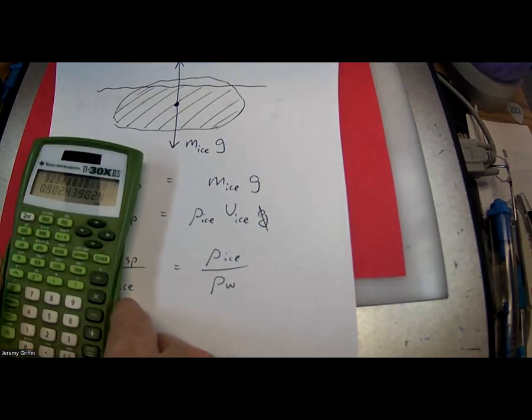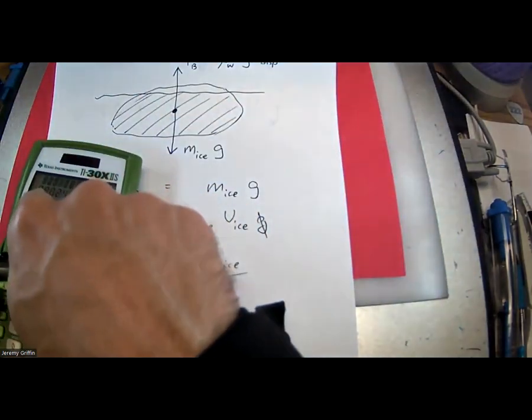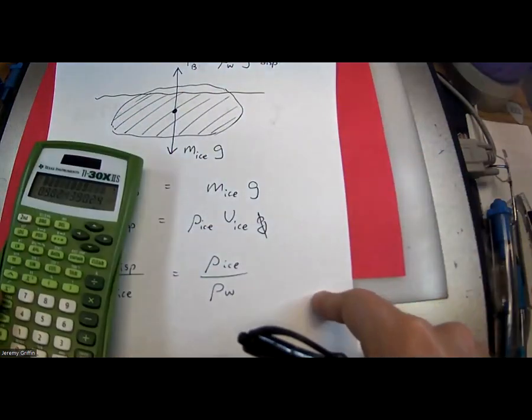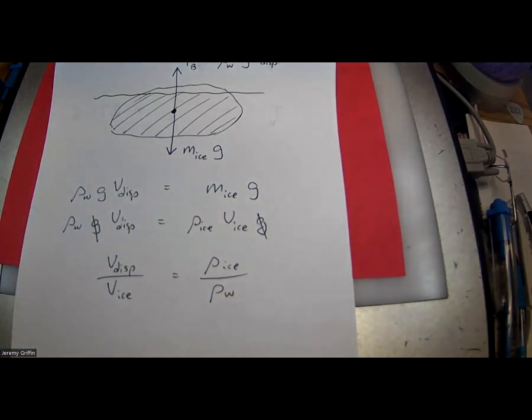And what do we got here? Ooh, do you guys see 90%? So I made up some numbers on the fly, rounding a little bit, but yeah, about 90%. So there you go. 90% of the volume of that iceberg would be underneath, and 10% therefore would be above.